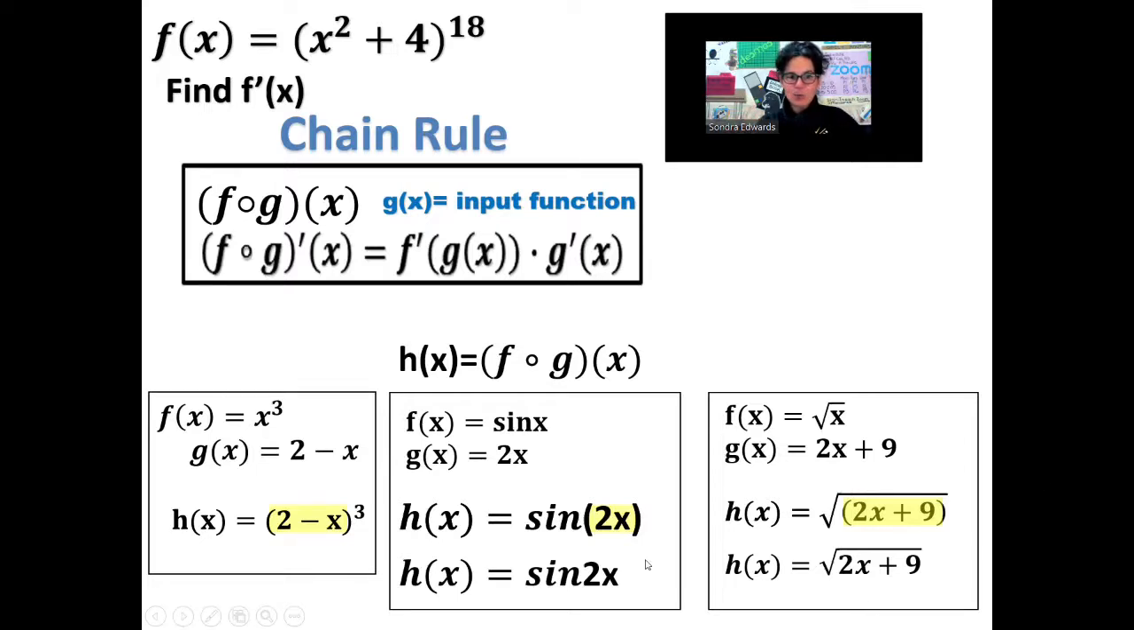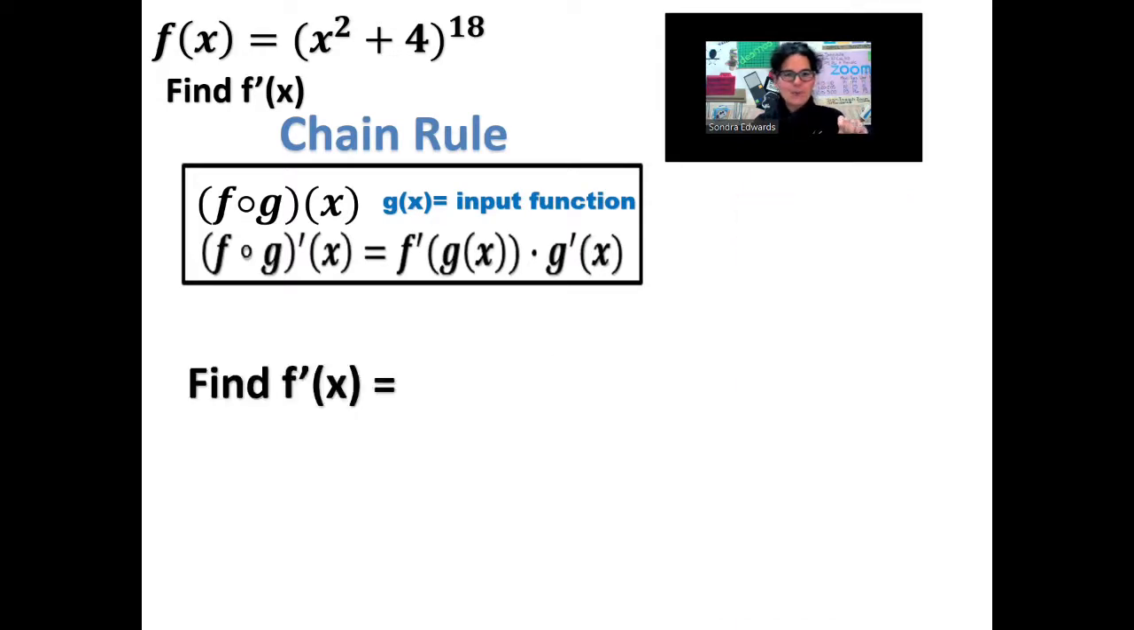But as you can see one more time, here in that first example, 2 minus x was in parentheses, but when I simplified in that second example, the 2x was no longer in parentheses, or in the third example, 2x plus 9 is no longer inside parentheses. But the input function is what is in parentheses or what is in grouping symbols. And I'm going to simply refer to that as ugly, right? We have this mess of stuff inside of parentheses instead of just x.